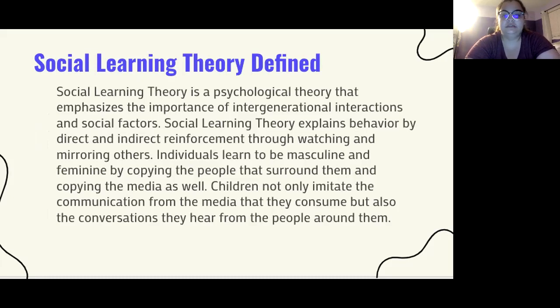Social learning theory explains behavior by direct and indirect reinforcement through watching and mirroring others. Individuals learn to be masculine and feminine by copying the people that surround them and copying the media as well. Children not only imitate the communication from the media that they consume, but also the conversations from the people around them.